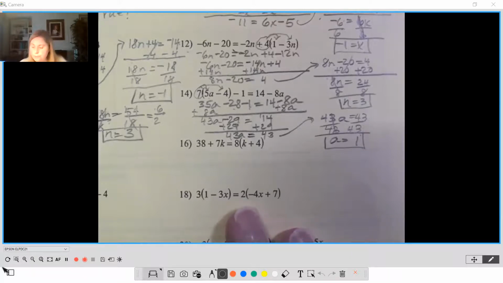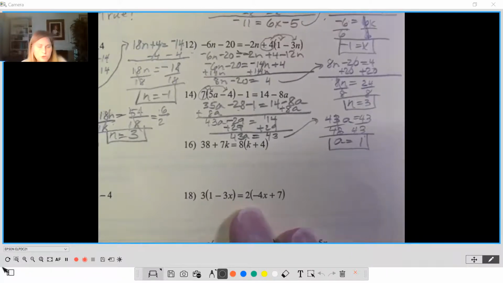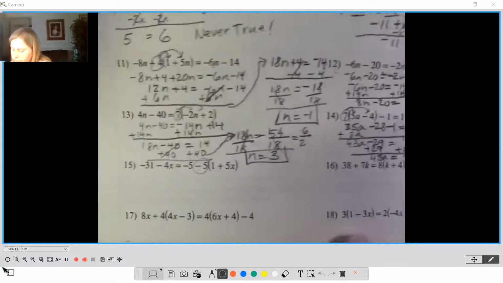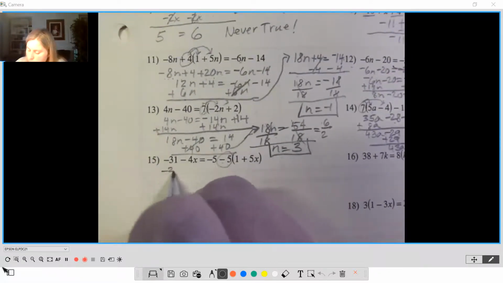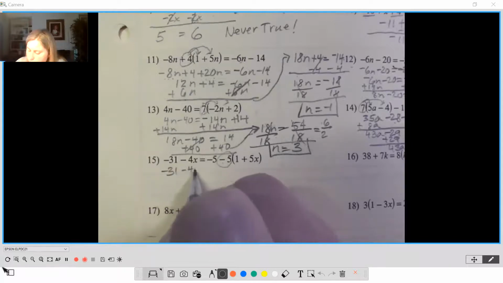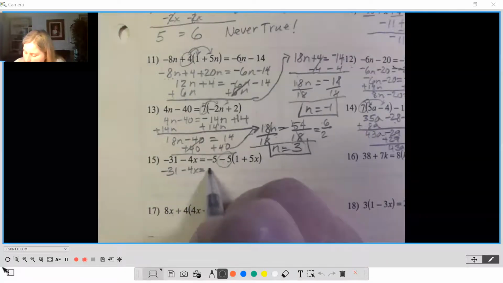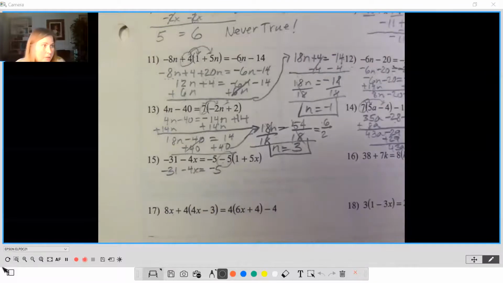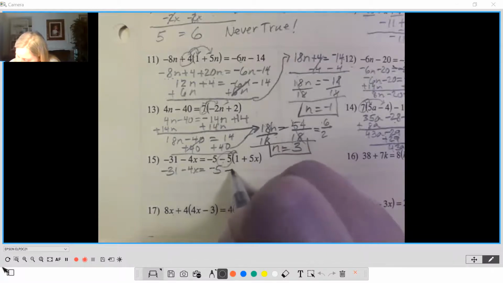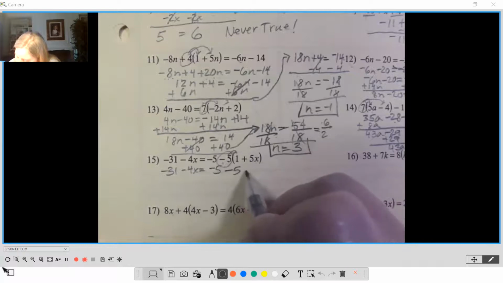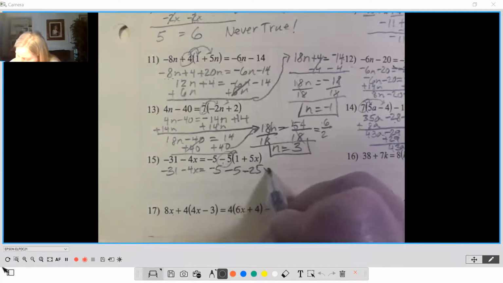Okay, 15. We need to distribute the negative. So bring down the negative 31 minus 4x equals negative 5, and we're distributing the negative 5 here. Negative 5 times 1 is negative 5. Negative 5 times negative 5x is negative 25x.